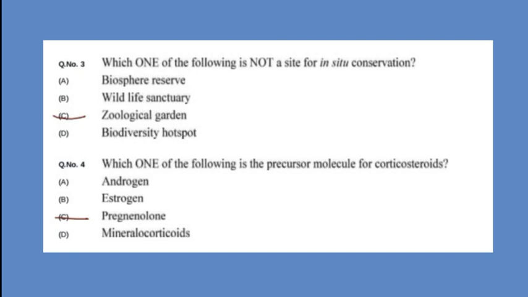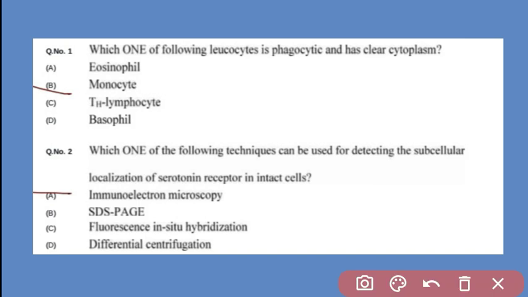The next question: which one of the following leukocytes is phagocytic and has a clear cytoplasm? Leukocytes are part of the body's immune system. They help the body fight against infection. The types of leukocytes are granulocytes, that is eosinophils, basophils and neutrophils, and agranulocytes like monocytes and lymphocytes. The monocytes are the leukocytes which are phagocytic in nature and have a clear cytoplasm.